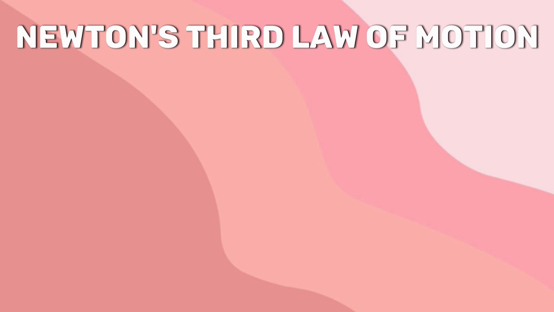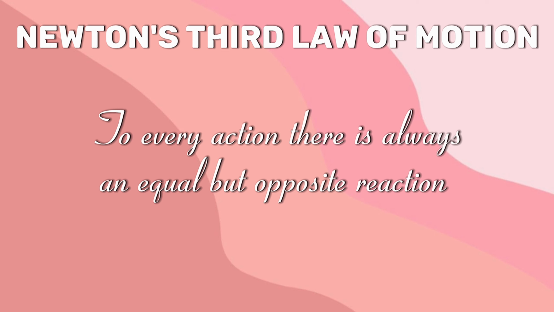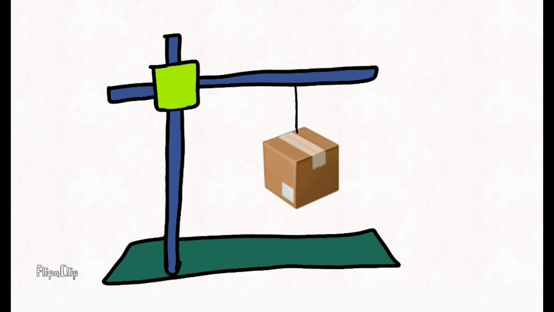Now it's time for Newton's third law of motion, which states that to every action, there is always an equal but opposite reaction. If a box or block is hanging with a string, then what we see is that it is at the rest position. But why? We can't see it, but there must be action and reaction forces. The force which is acting upward through the string is tension.